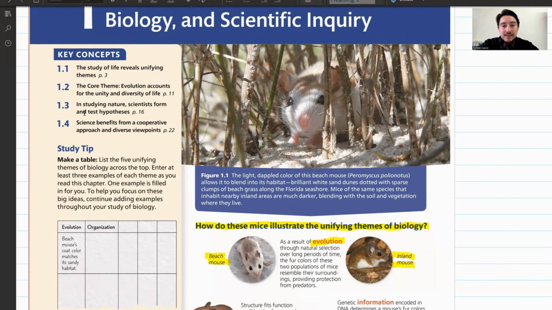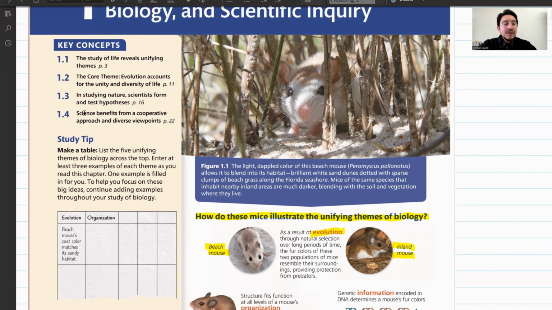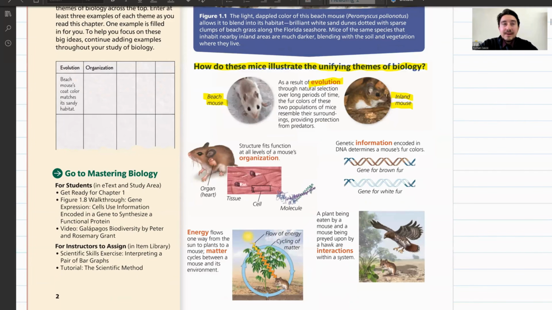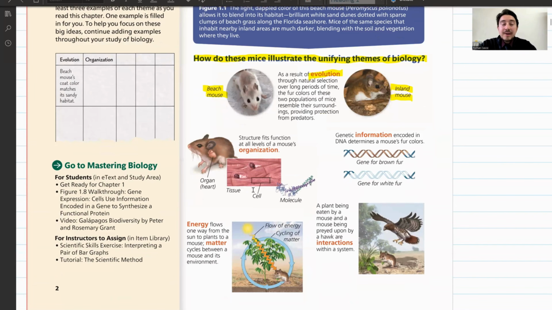Okay, so this is a nice little depiction here that gives you a scope of what we're going to talk about, right? Figure 1.1 says the light apple color of this beach mouse allows it to blend into its habitat: brilliant white sand dunes dotted with sparse clumps of beach grass along the Florida seashore. Mice of the same species that inhabit nearby inland areas are much darker, blending with the soil and vegetation where they live.